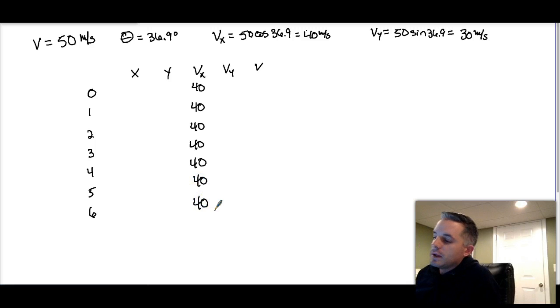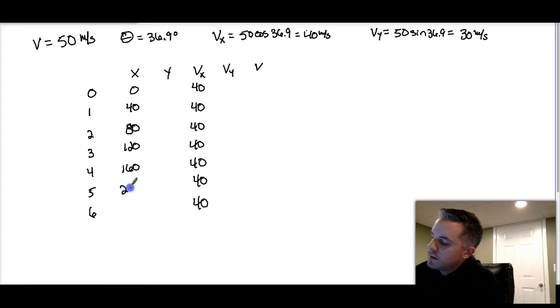The next thing we can fill in is our x. Right? Because our speed is 40 meters per second in the x direction, that means every second it's going to travel 40 meters farther. So we start at 0. After 1, it's gone 40, 80, 120, 160, 200, and then 240. We can also then plug in that y is going to be 0, and our v sub y is going to be 30.